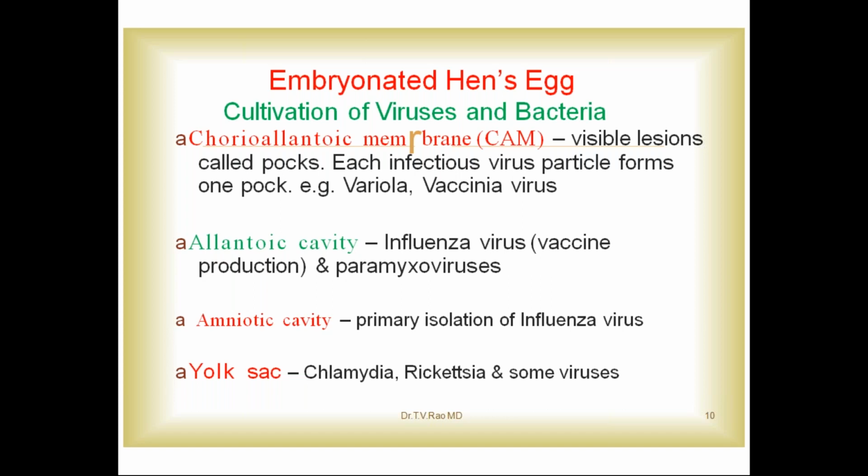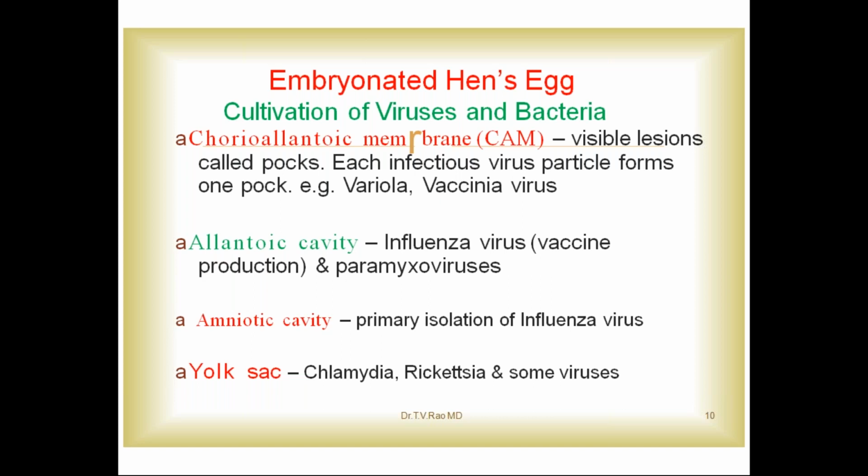Examples of viruses which form pox are variola virus and vaccinia virus. The variola virus and vaccinia virus will produce pox on the chorioallantoic membrane. Not only variola and vaccinia, herpes simplex virus and herpes zoster virus will also form pox on the chorioallantoic membrane. This is the first site for the embryonated egg.